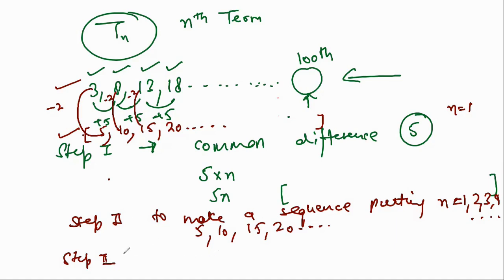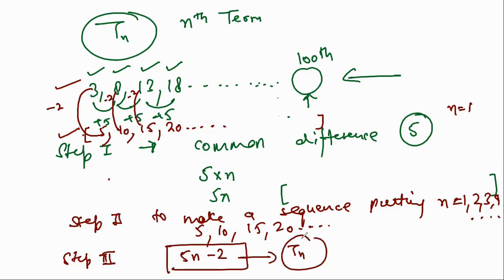So in the third step, it will be 5n, and whatever constant you are getting after subtracting the two sequences, you have to write here. So this is equals to Tn. This is the nth term, right? This is how we find the nth term in the linear sequence. Okay, so we'll take one more example.